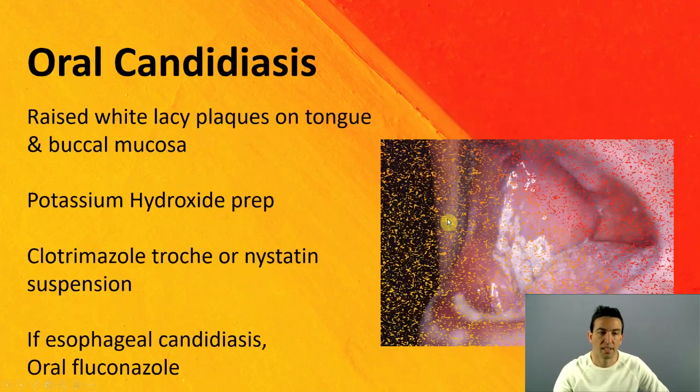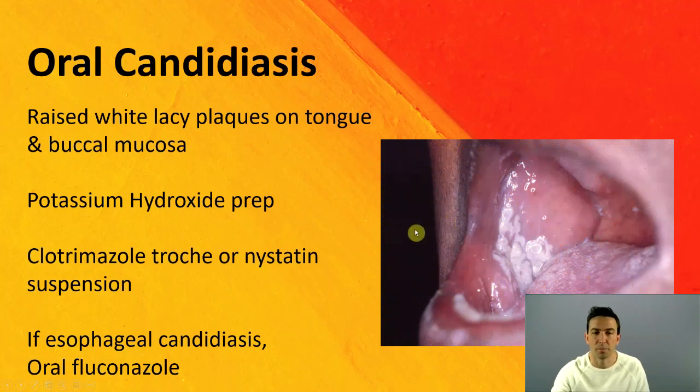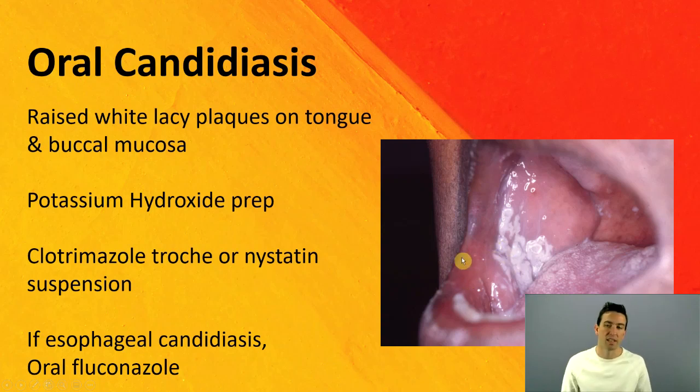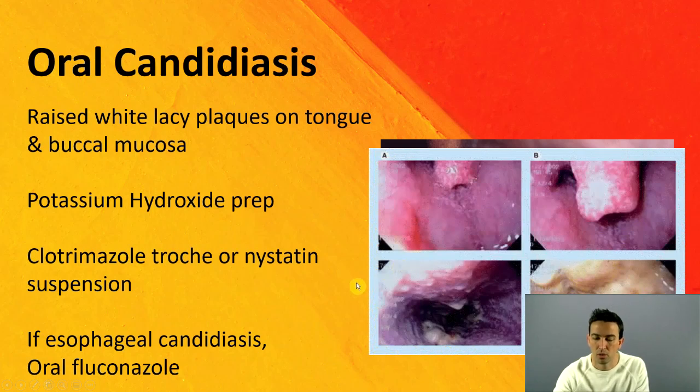Next one is oral candidiasis. So again, you're looking for that raised white lacy plaque on the tongue or buccal mucosa. Potassium hydroxide prep is the diagnosis. Clotrimazole troche or nystatin suspension will be the treatment of choice there. And if you suspect esophageal candidiasis or Candida esophagitis, usually there's a painful swallowing in there as well. So if that is included in the question stem, think Candida esophagitis. Consider diagnosis of AIDS if not already known, and then treatment for that would be oral fluconazole.